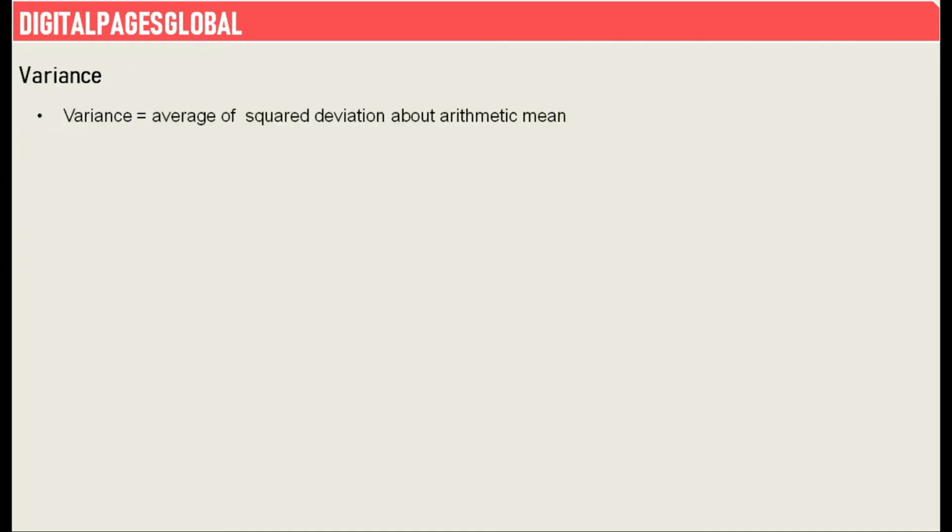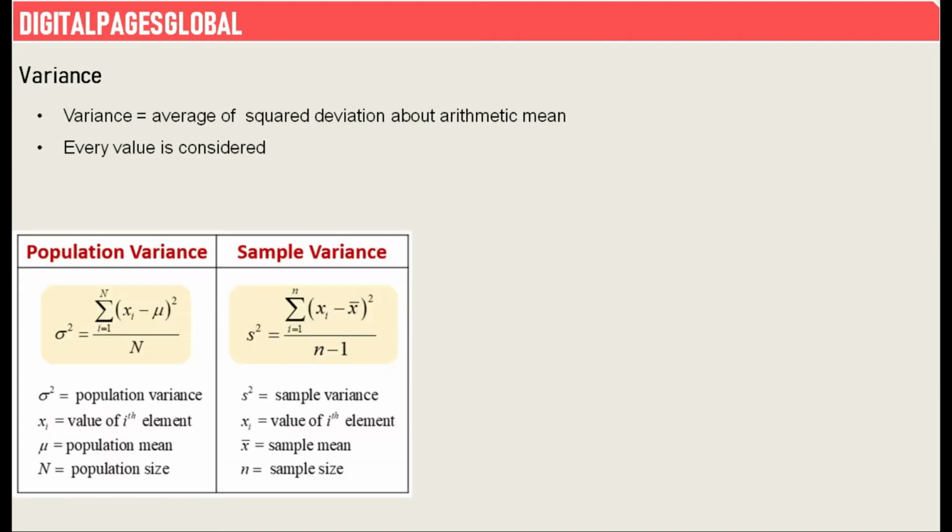What is the variance? Variance is the average squared deviation about arithmetic mean. The advantage of variance is every value is considered. The formula for a population variance is sigma square is equal to sum of xi minus mu square divided by capital N. A variance for a sample is S square is equal to sigma of xi minus x bar square divided by n minus 1.